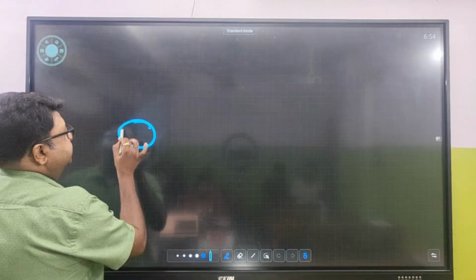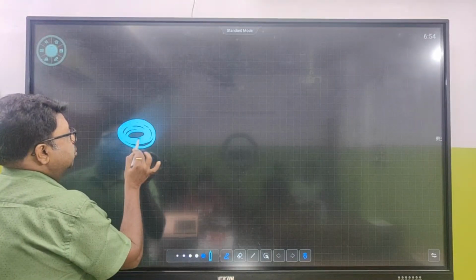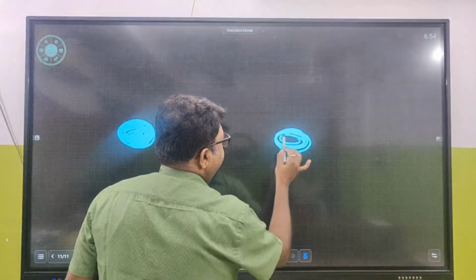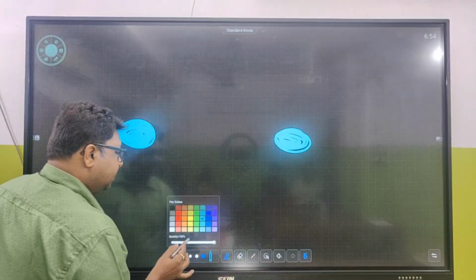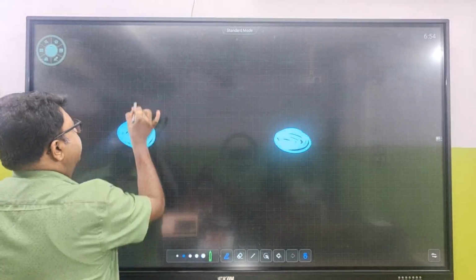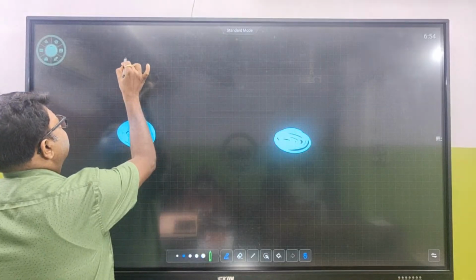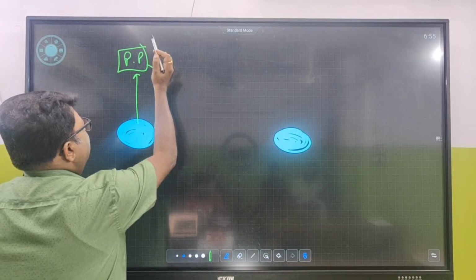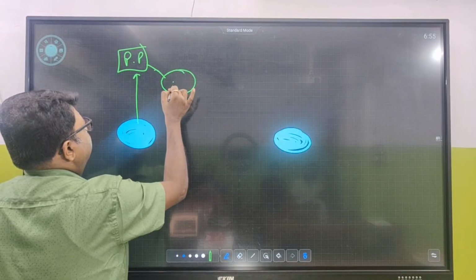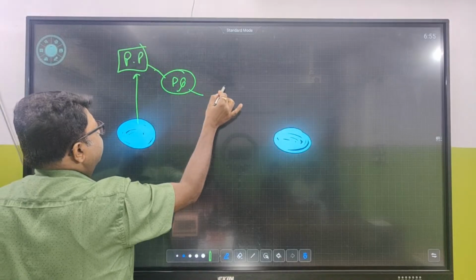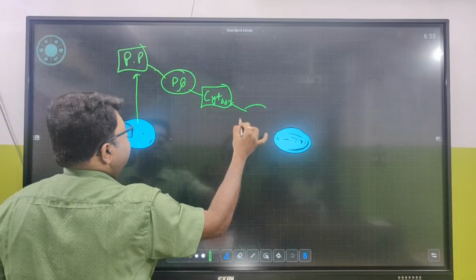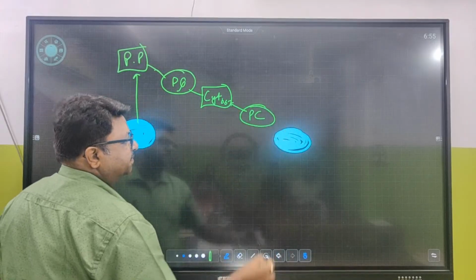See over here. This is again PS2 first. This is PS1. Tell me the name of those. Pheophytin. Then plastoquinone. Then cytochrome B6F. Then plastocyanin. Okay.